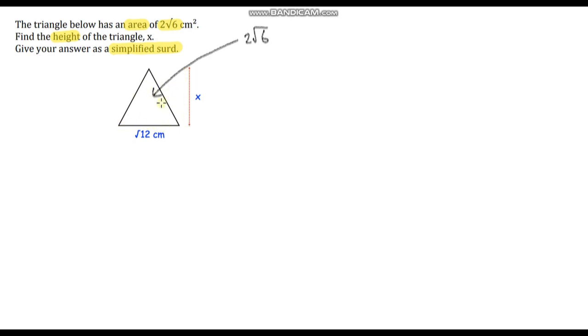Now, how do we calculate the area of a triangle? Well, it's half base times height. Let's just write that. So let's write the formula down. So area is half times the base times the height. Well, we know what the area is. The area is 2 root 6. So it's going to be 2 root 6 is equal to a half times the base, which is root 12, root 12 times the height, which is x. That's what we want to work out.